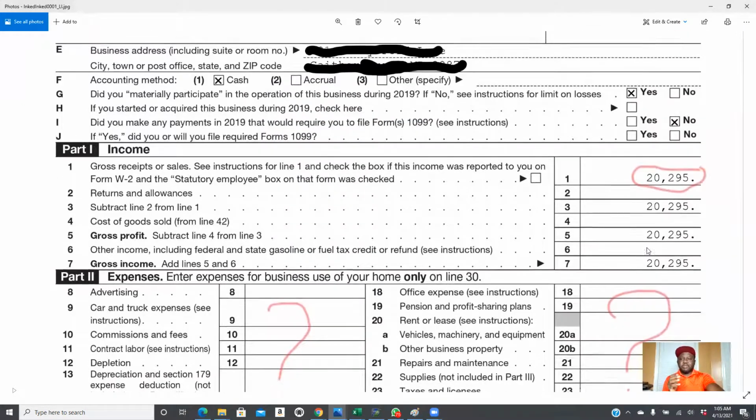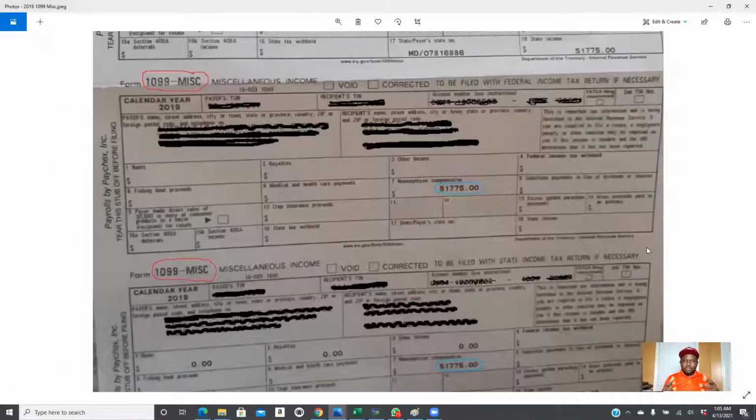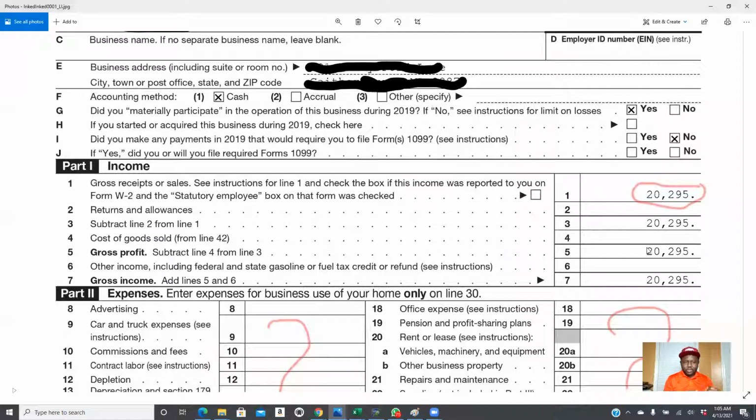That means you have 31,000 that you just cut from the income that is reported to the IRS. What does this mean? It means it's just a matter of time for the IRS to come after you and say, how come I have this 1099 that says they gave you 51,000 and now you are only showing me 20,000 on your taxes?